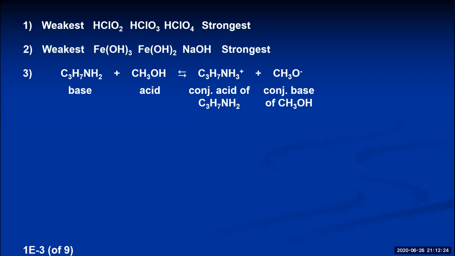You can verify these are correct by looking at the reaction in the reverse direction and noticing the C3H7NH3 positive going from right to left is losing a hydrogen. That's what acids do. The CH3O minus going from right to left is gaining a hydrogen. That's what bases do. Number 4, identify the conjugate base for each of the following.